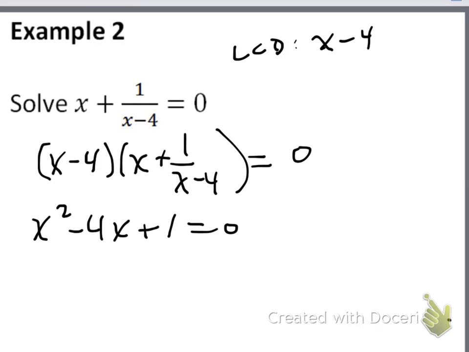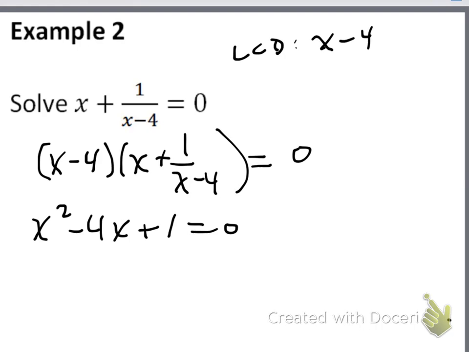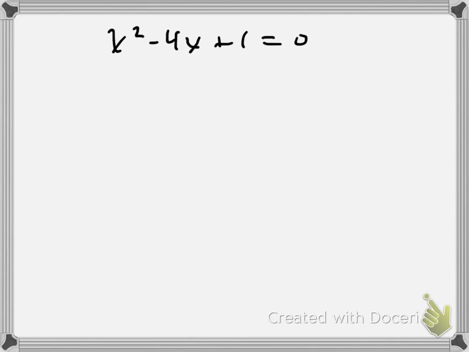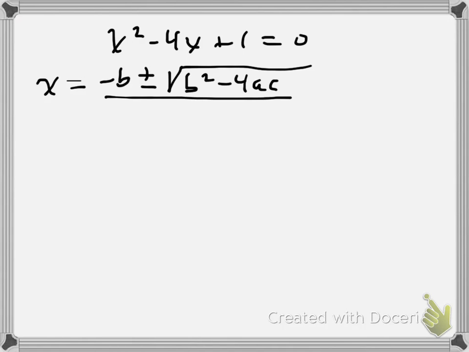What you'll notice here is you're not going to be able to factor this, so we're going to have to plug this into the quadratic formula. So x squared minus 4x plus 1 equals 0. Making sure I copied that right. Good. So the quadratic formula is x equaling negative b plus or minus the square root of b squared minus 4ac, all over 2a.